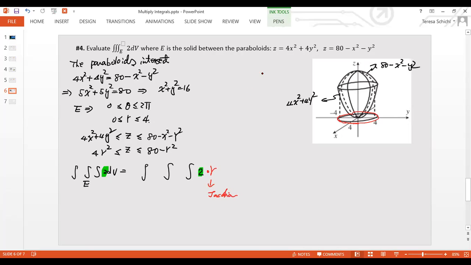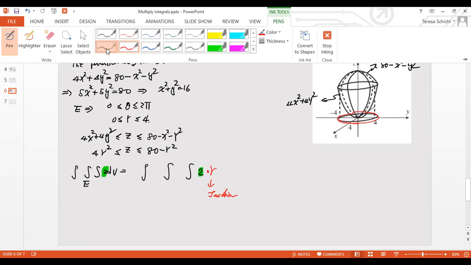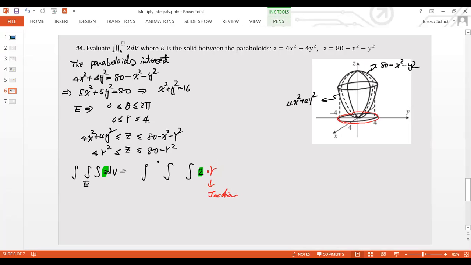And now I will be able to do the integration. Which one do we want to integrate first? The one with variables, right? So dz first, from 4r squared to 80 minus r squared. After that, dr. What is r? From 0 to 4, so it becomes a constant interval. And then d theta, from 0 to 2 pi. So now this becomes pretty easy.